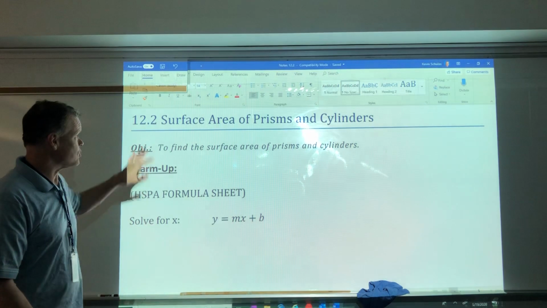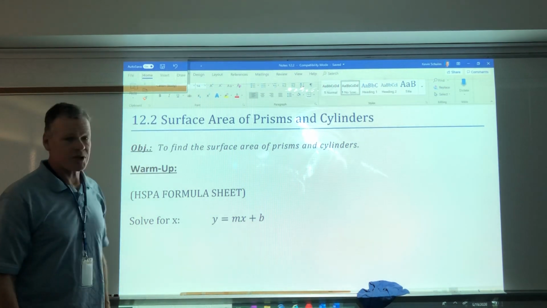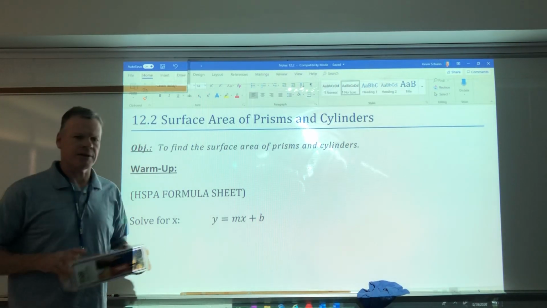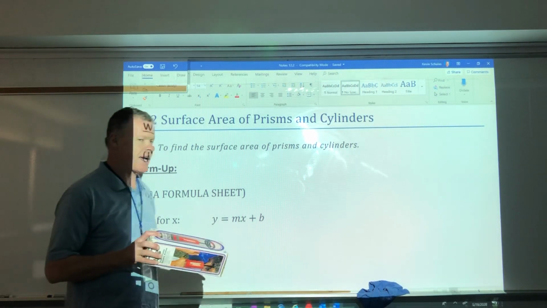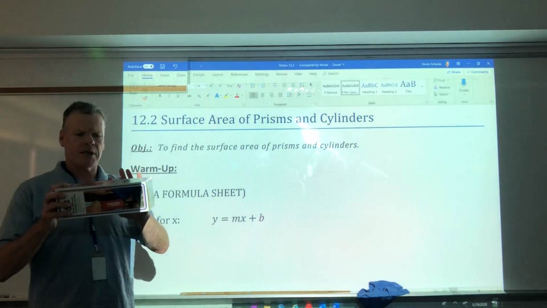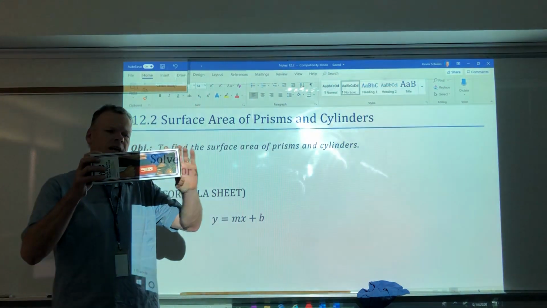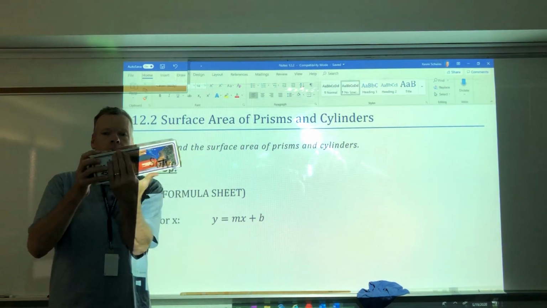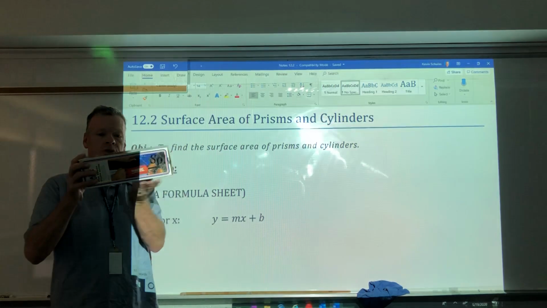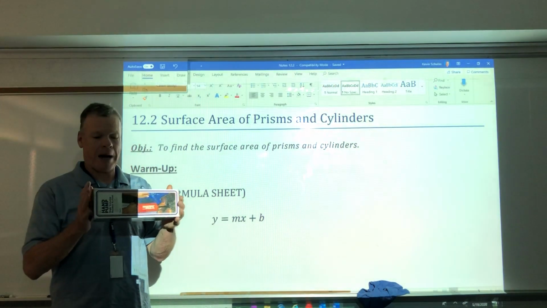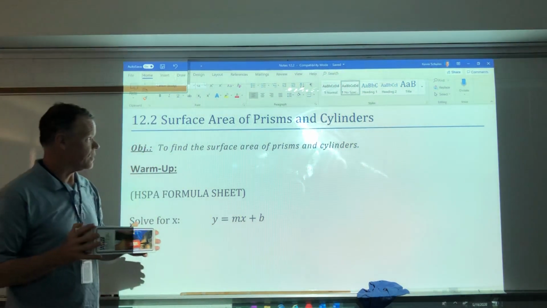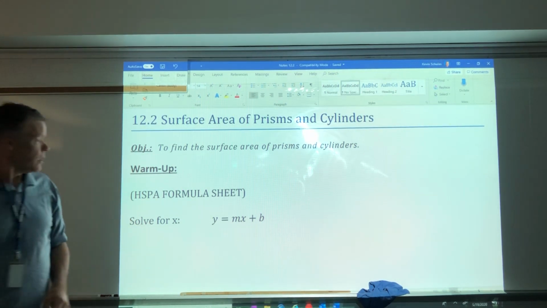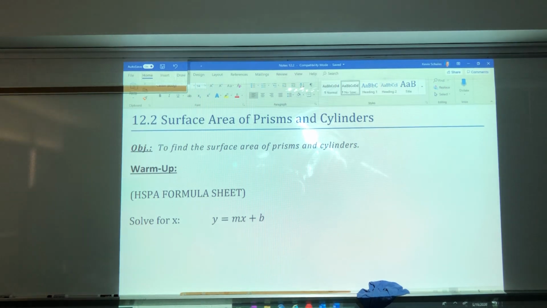All right, so we're looking at the surface area of prisms and cylinders, and that's what we are going to find today. Okay, and again, if you're looking at a rectangular prism, you're looking at something like this. So the surface area would tell you maybe how much wrapping paper you would need to put over something like this, a box like this, rectangular prism.